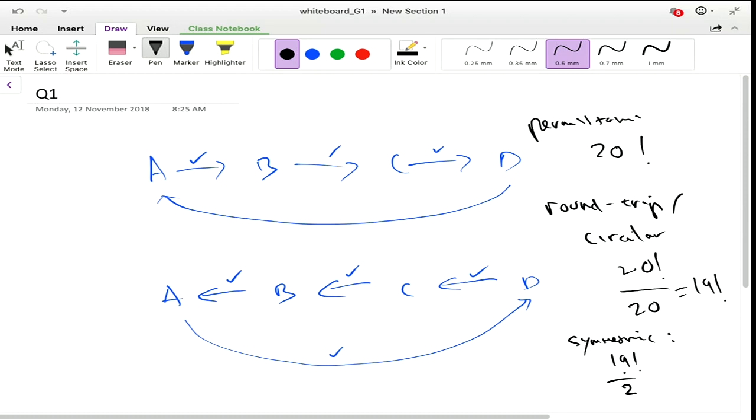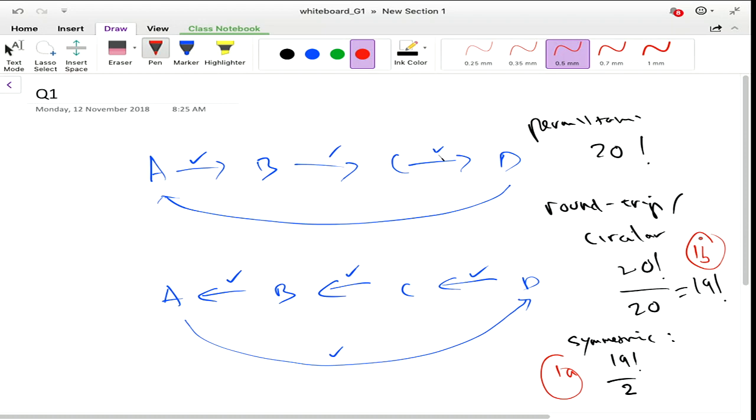So for 1A, the answer is this one, which is the case when the distances are symmetric. And for 1B, the answer will be this one, when the distances are different. If the distances are different, we cannot simply take the mirror image because then it will not be the same. So now, the total number of tours will still be 20 factorial. But for every tour, there are a lot of duplications in terms of the number of possibilities you need to examine.